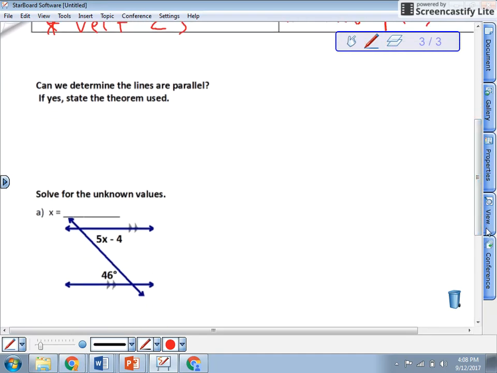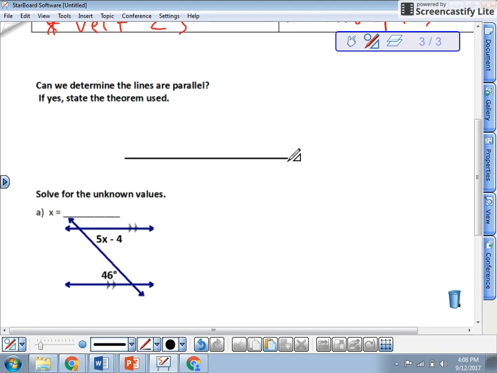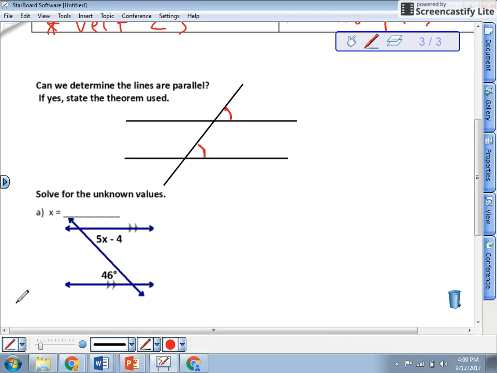Okay, so can we determine the lines are parallel? I'm going to make up a problem here so you guys can see what this is going to look like. So I'm going to draw my two lines. This is what the problem will look like. They'll give you two lines. They look somewhat parallel, but you're not exactly sure. And then they'll put a transversal through it like that. And then they'll tell you some angles are congruent. They might tell you that this angle right here is congruent to this angle. And then you have to determine, are these parallel? And if so, how come?